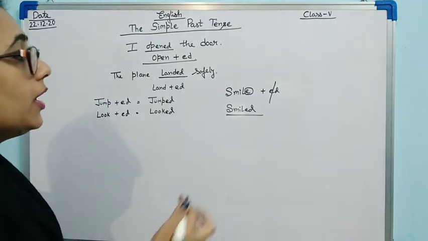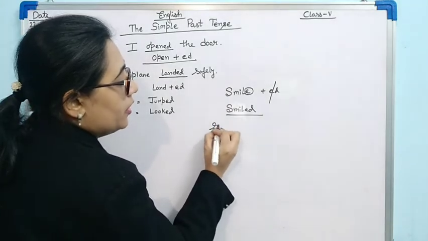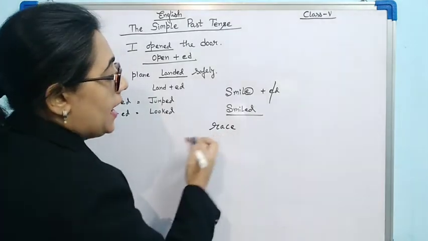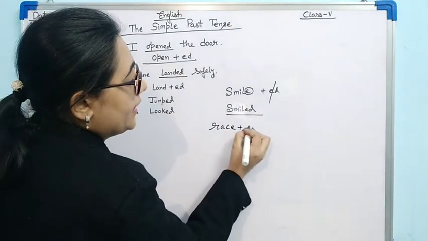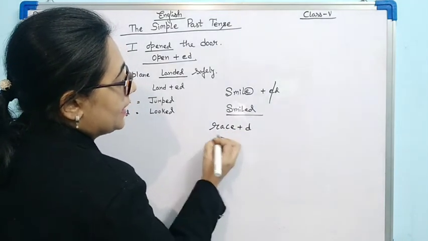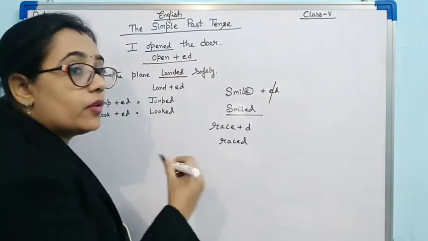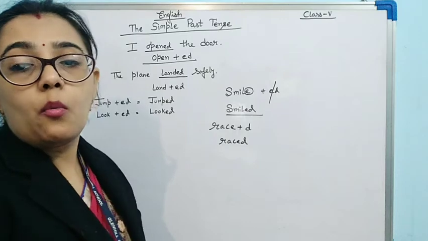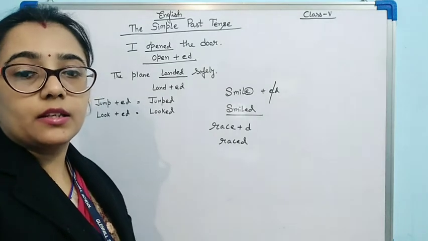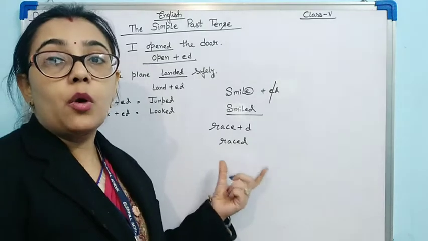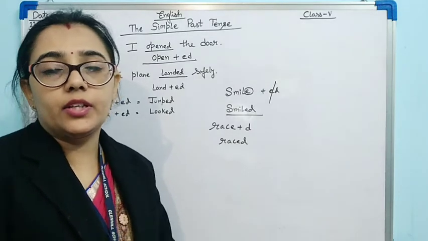Now, another example: race. Race is a verb, and I will add only D. That is raced. We raced against each other with bicycles. Any example we can take.